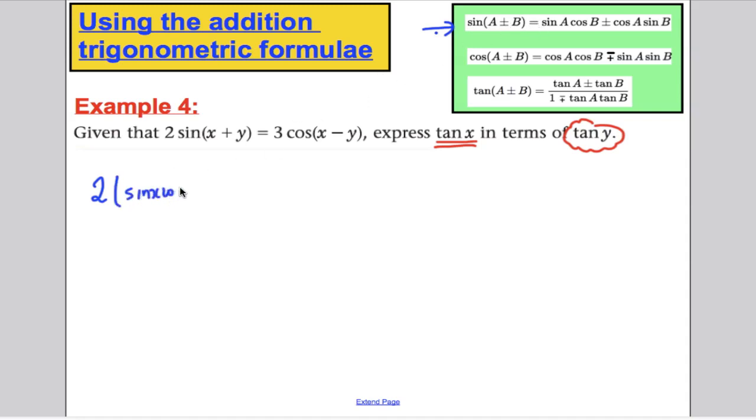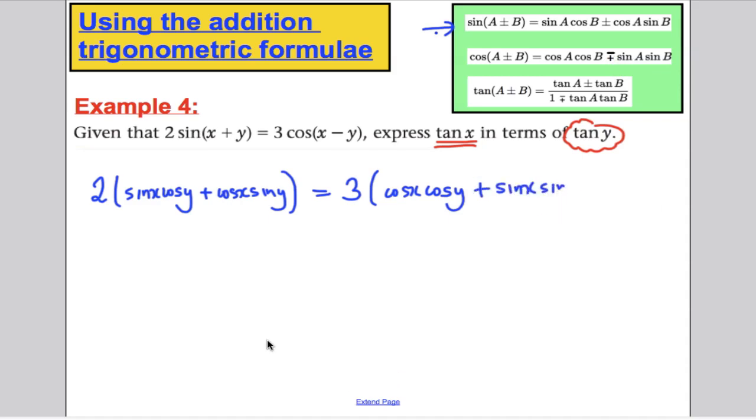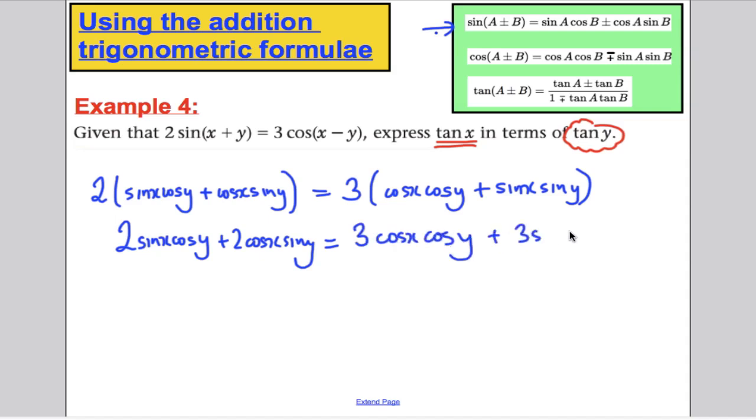sine x cos y plus cos x sine y on the left hand side, and on the right hand side we're told that this thing is equal to 3 and cos of x minus y, so it would be cos x cos y, and we're doing a subtract here, so we get a plus on this side, plus sine x sine y. Okay, let's expand out. That would give me 2 sine x cos y plus 2 cos x sine y is equal to 3 cos x cos y plus 3 sine x sine y.